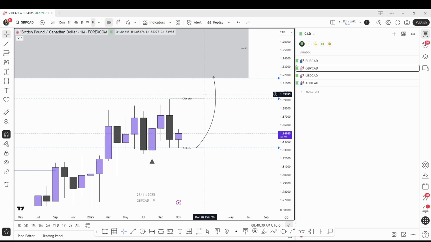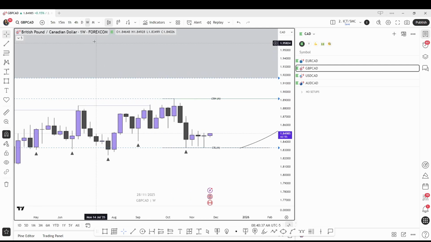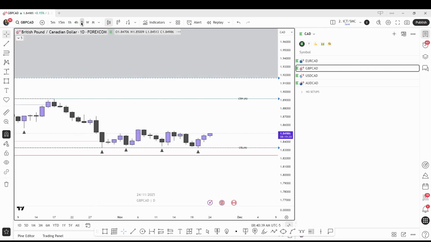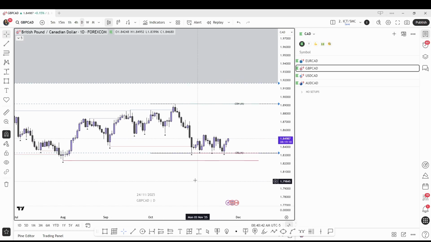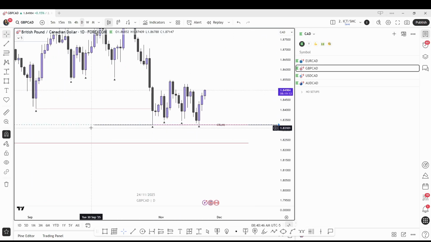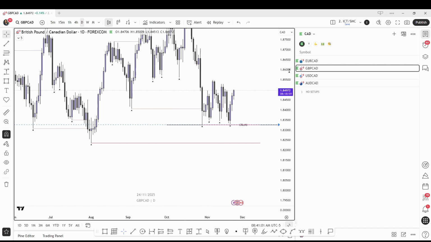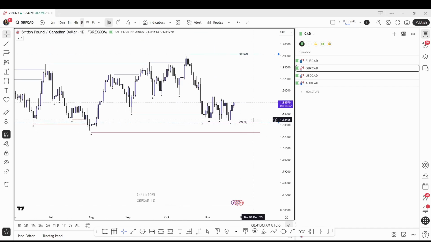As it relates to counter range theory, I've marked up the previous month's high and low. You can go to the week or the day or even the 4 hour to see where we are in this range. We haven't really tapped anything yet. Price is consolidating, and what I think is going to happen is we're going to come into this gap right here, come down, take out this low right here, and then go up for the final move. That is my opinion. That is my analysis for GBP CAD.